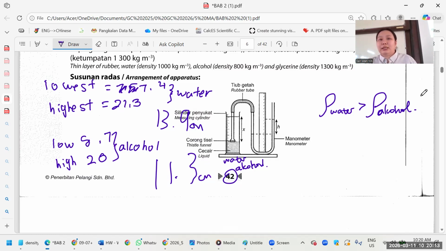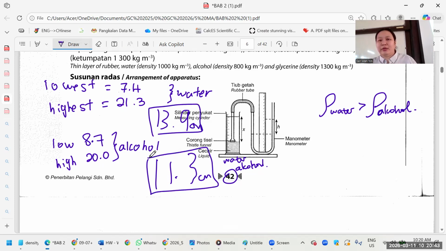Okay, jot down already. Lowest 7.4, highest 21.3. This one lowest 8.7, highest 20.0. So the differences are 13.9 and 11.3. So we say the difference here is the liquid pressure.